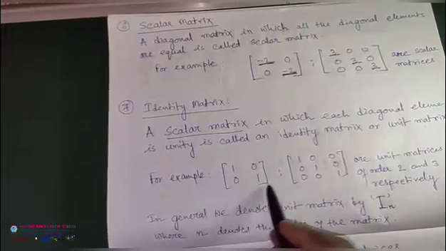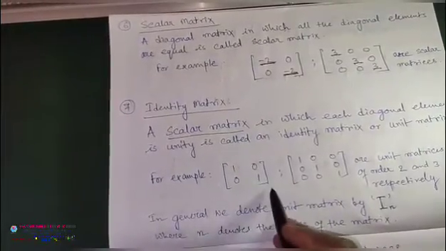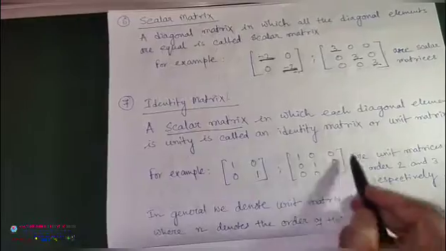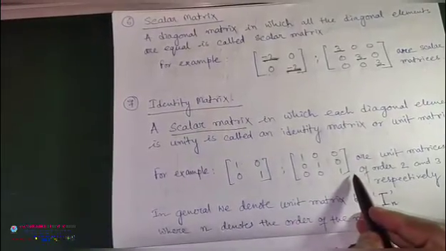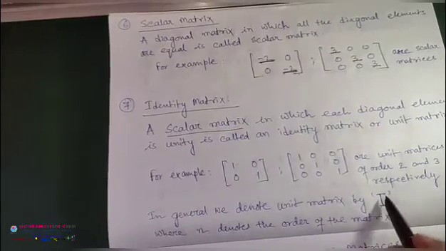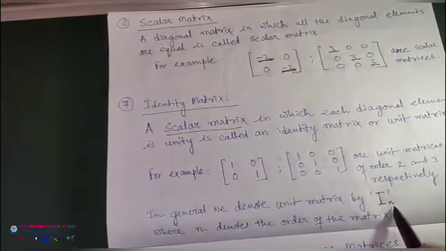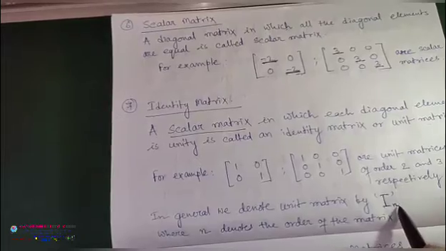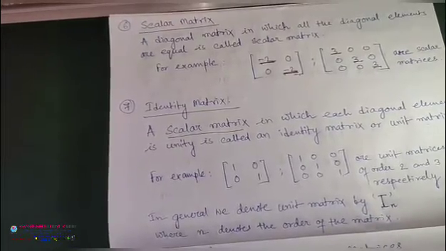The order of the first matrix is 2 by 2. The order of the second matrix is 3 by 3. In general, we denote the unit matrix by capital I suffix n, where n denotes the order of the matrix.